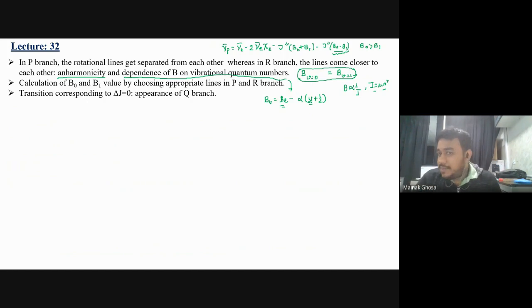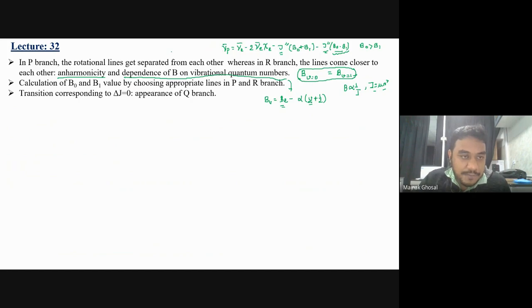If you do the same thing for the R branch, you can see that for the R branch, these lines are getting closer to each other. And remember that this J prime is the initial rotational quantum number corresponding to the vibrational level in the ground state.